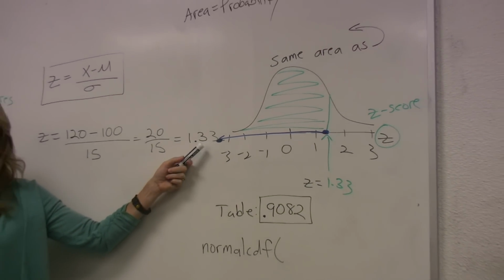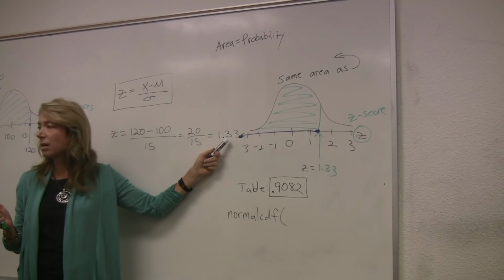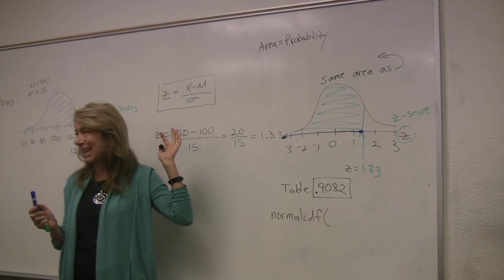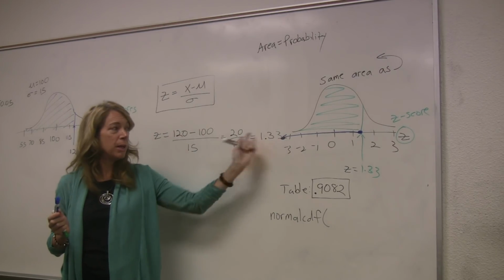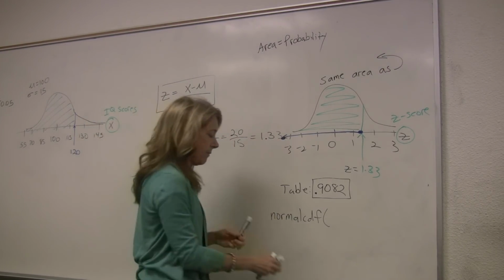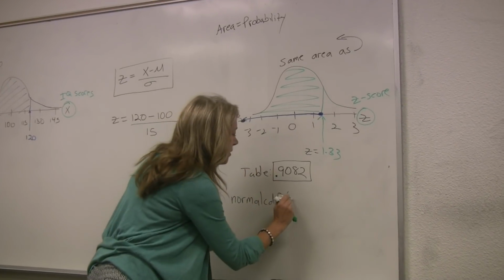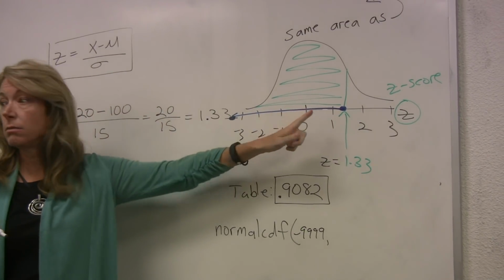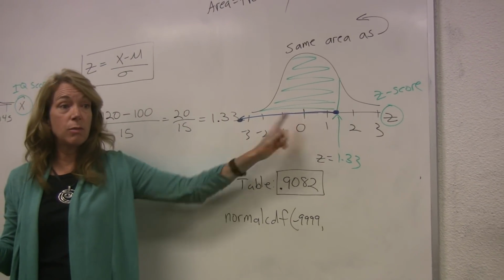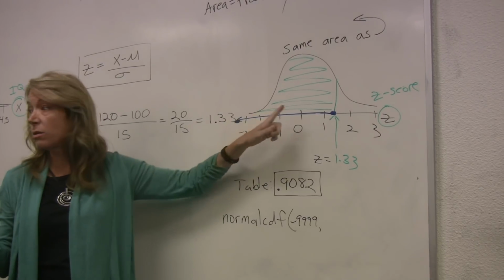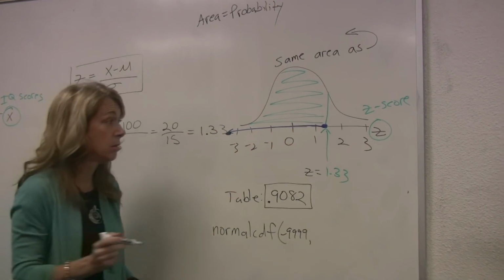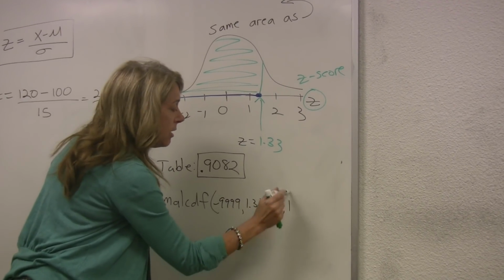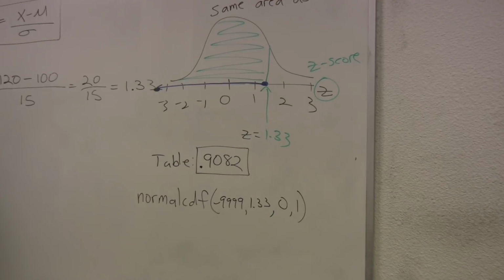Christiana said we put in like a negative 9999, a really big negative number, because you can't really go forever. We can't put in negative infinity. So we put in a really big negative number because this goes out there forever. That's the number on the left. What's the number on the right? 1.33, this is where we're stopping. Where we're starting, where we're stopping, always left to right. And then our mean and our standard deviation.